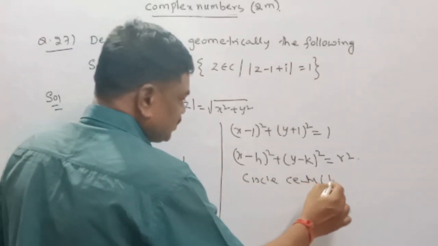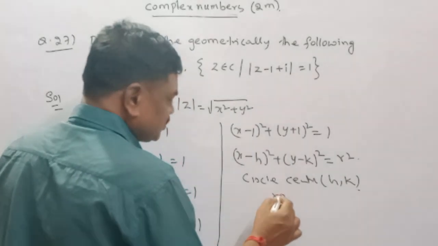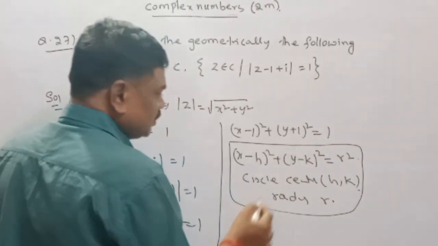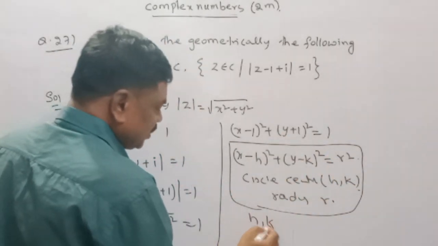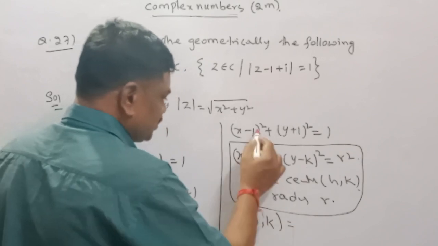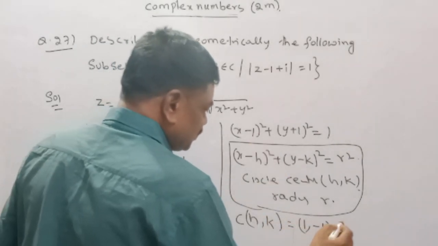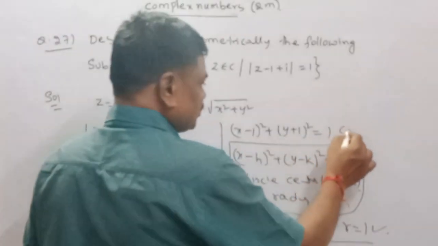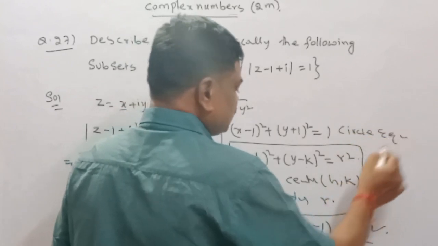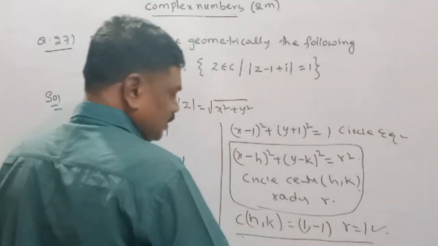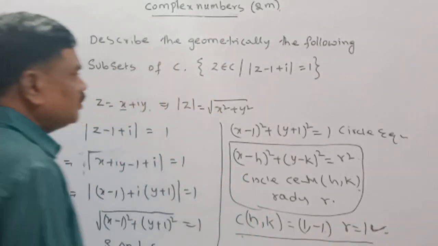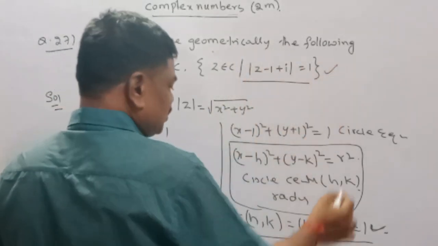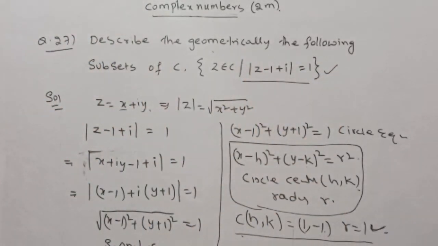Center (h, k), radius r. By comparing these two, the center (h, k) = (1, -1) and the radius is 1. So this is a circle equation with center (1, -1) and radius r = 1. This is the geometric representation of the circle equation. That's all. Thank you.